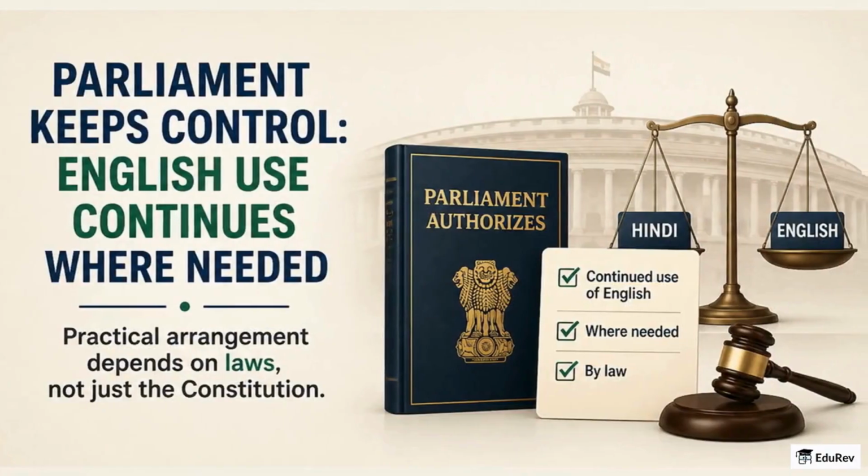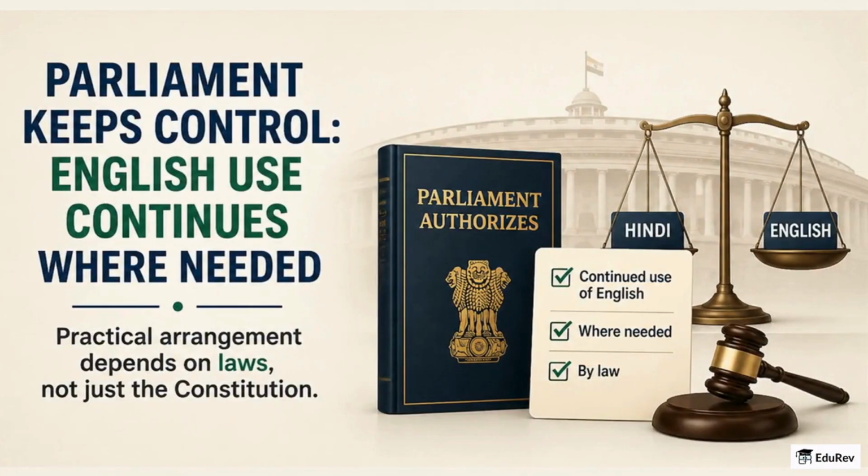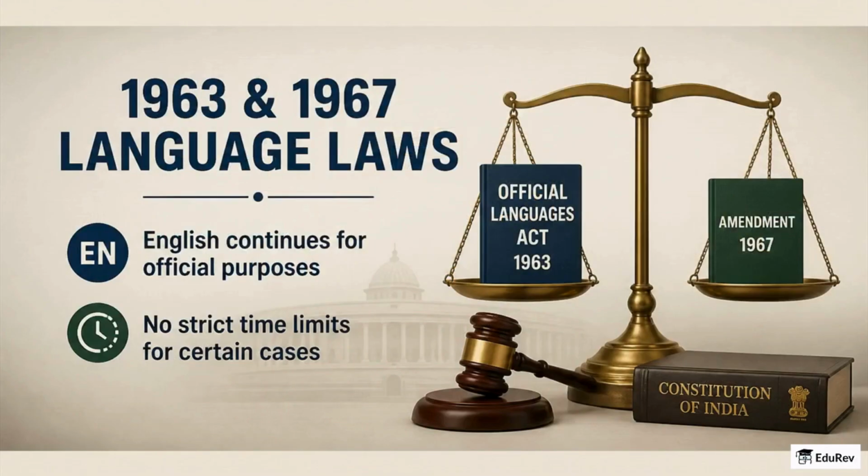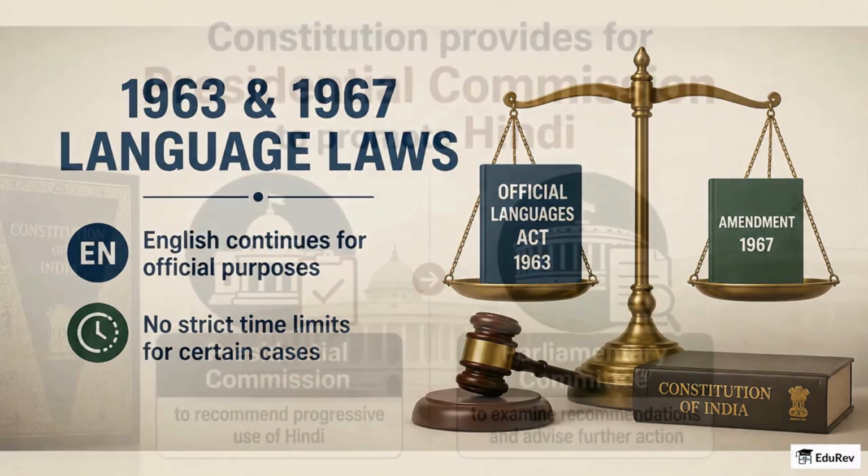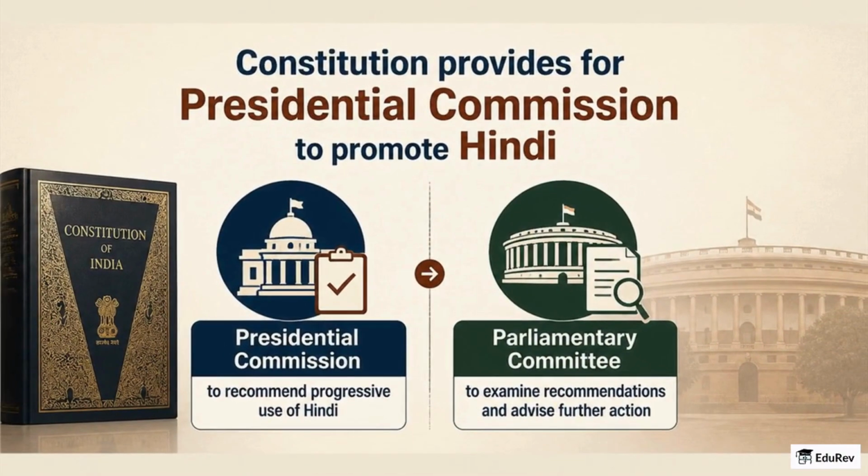But instead of a sudden switch, Parliament kept control, authorizing continued use of English where needed. So the practical arrangement depends on laws, not just the Constitution. For example, the Official Languages Act of 1963 and its 1967 amendment provided that English would continue for many official purposes and removed strict time limits for certain cases. The Constitution also provides for a presidential commission to recommend progressive use of Hindi and a parliamentary committee to examine those recommendations and advise further action.